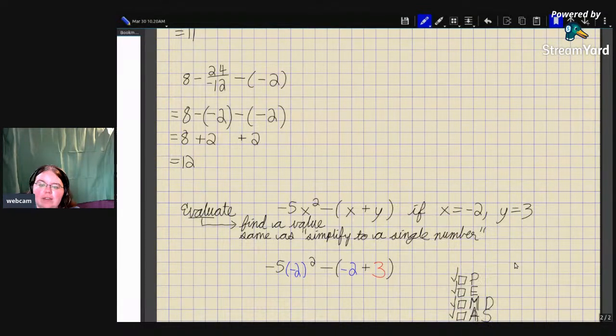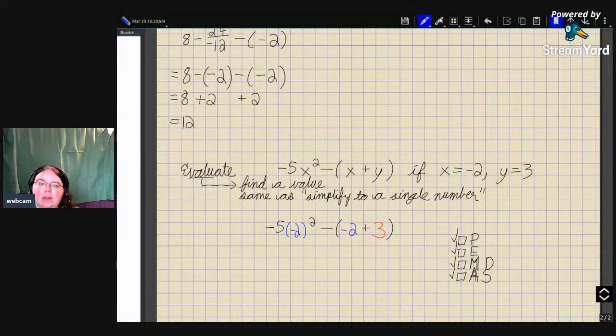So let's use our checklist. Parentheses come first. Well, we've got some parentheses: -2 plus 3. I happen to already know, but if you don't, you can sketch it out on a number line and see, okay, -2 plus 1 plus 2 plus 3. Well, that puts us at +1. And then we'll copy in the rest of the problem around it.